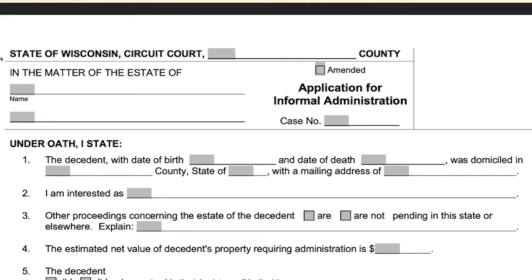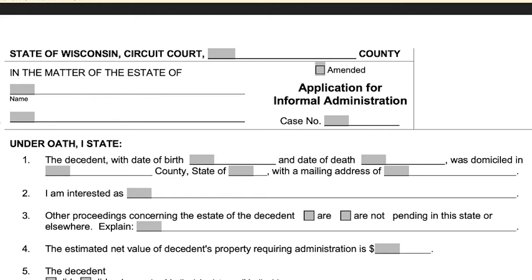you'll see it says State of Wisconsin Circuit Court, and then it gives you an option for county. Typically, you would enter the county that the decedent was living in when they passed away. That's the county that you would file this in. However, if the decedent lived outside of the state but owned property in the state of Wisconsin, you would file this application in whatever county the decedent owned property in.